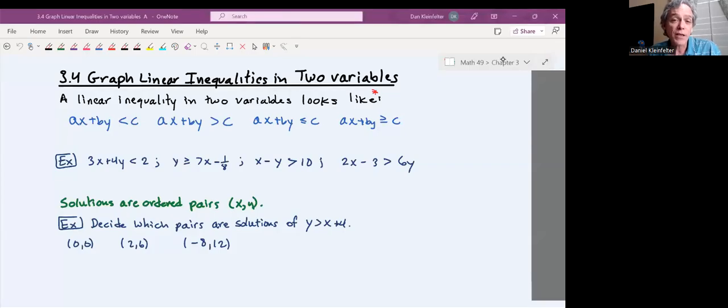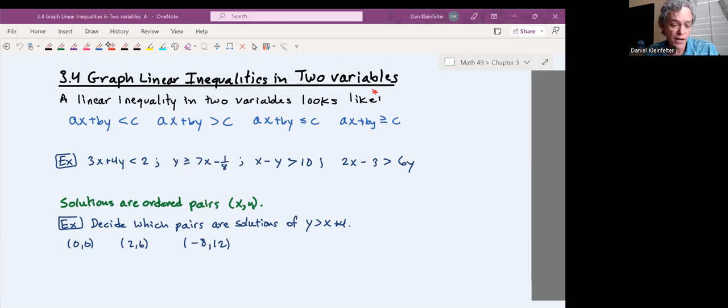Welcome back. In this video, we're going to go over section 3.4, which is about graphing linear inequalities in two variables. So the plan overall is to look at what such an inequality looks like, what the solutions to an inequality of that type are, and then how you graph those solutions. So let's start by taking a look at what a linear inequality looks like.